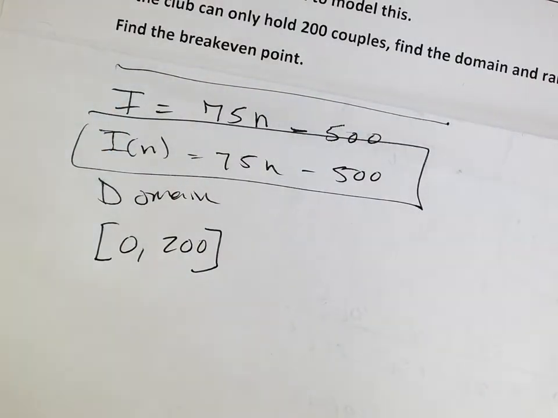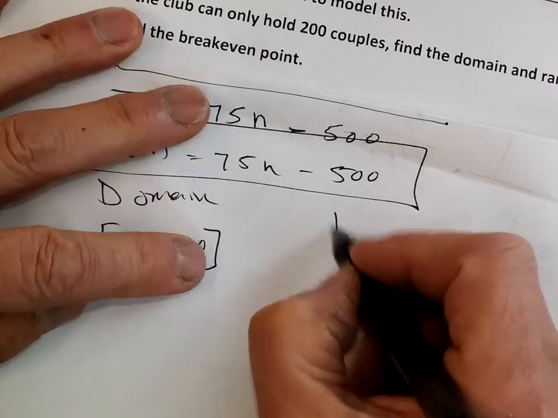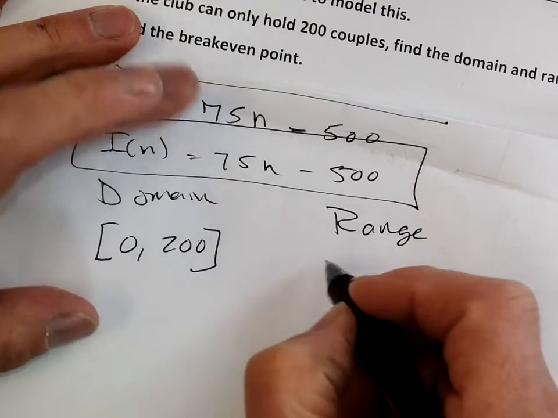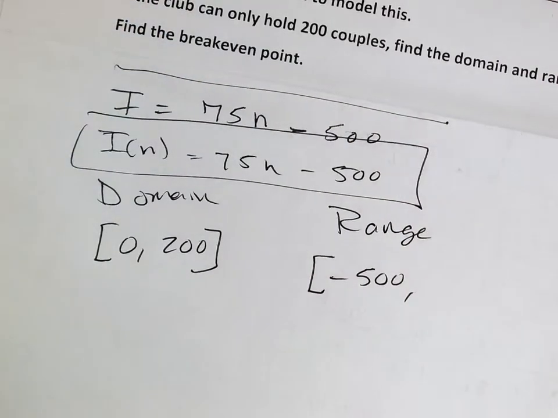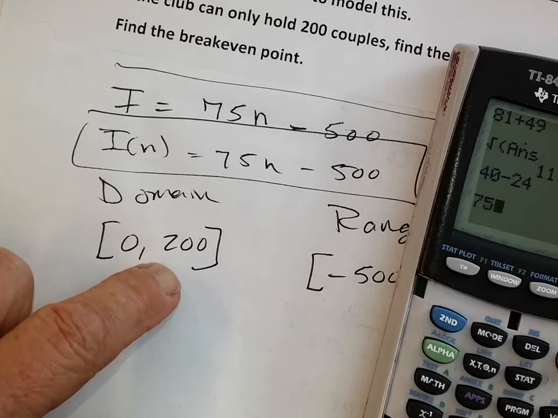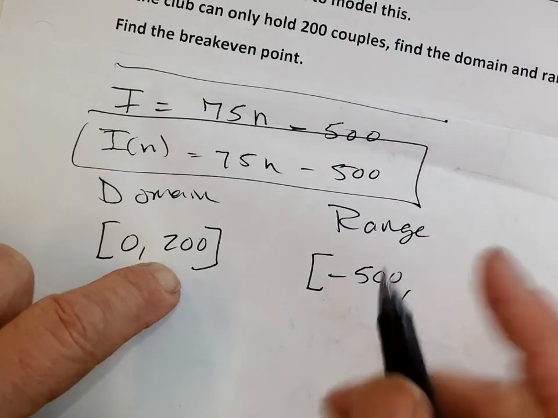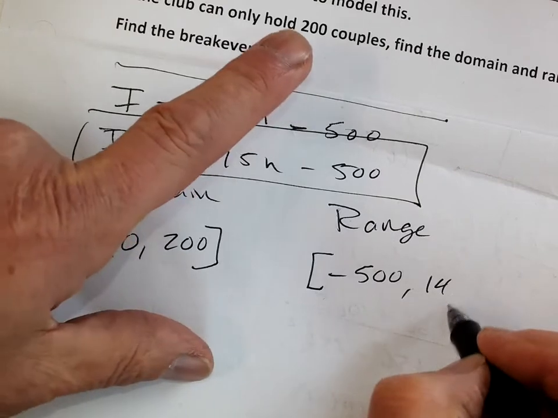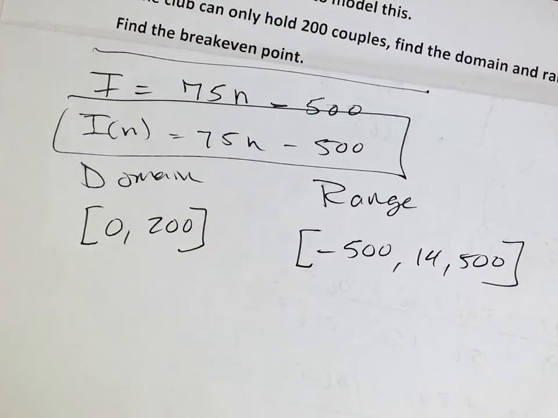Okay, couples. That's the whole problem about couples. But the range is different. The range is money or income. So the range. The worst thing that could happen is nobody shows up. Negative $500. The best thing is we sell 200 tickets. 200 couple tickets. So we're going to go 75 times 200 minus 500. We can answer, wow, $14,500. Well, that's a lot of money for the senior class. Woo, that's why they do prom every year. Except for this year. Anyway, moving on.